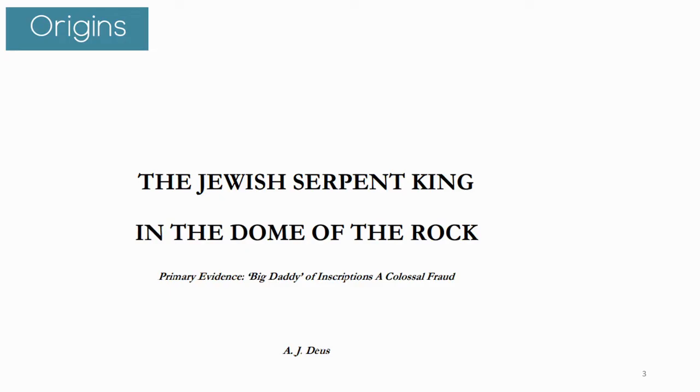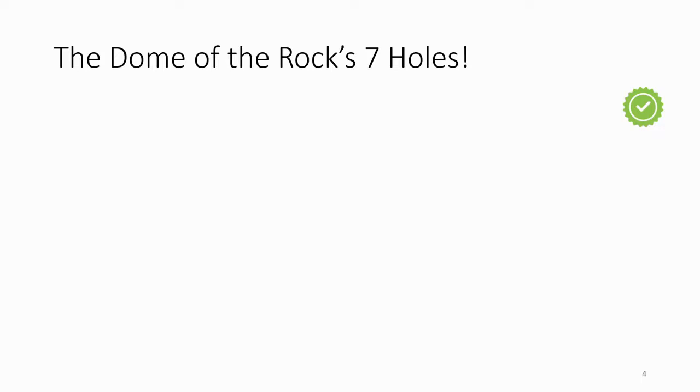With that out of the way, we're continuing with part 3 of this short series on AJ Deus's paper, The Jewish Serpent King in the Dome of the Rock. Now, over the course of these 3 parts, we've exposed the fact that there are multiple holes in the narrative in relation to the Dome of the Rock. There is, in fact, 7 holes.